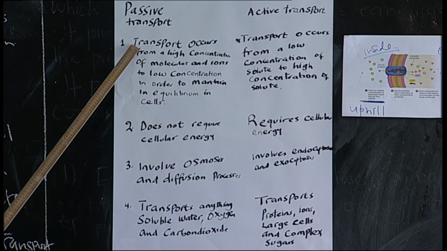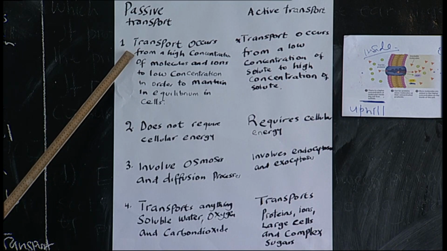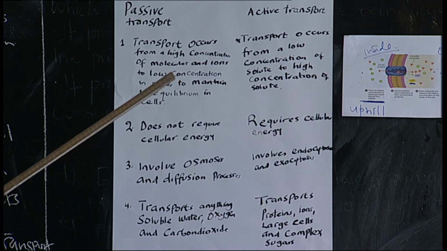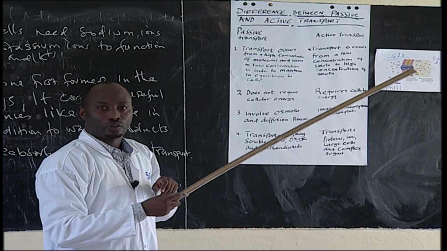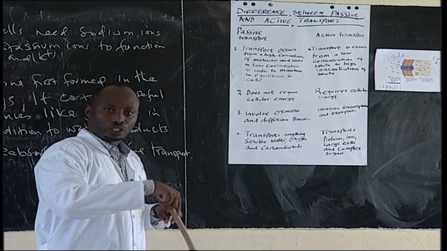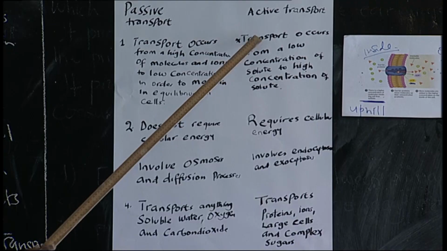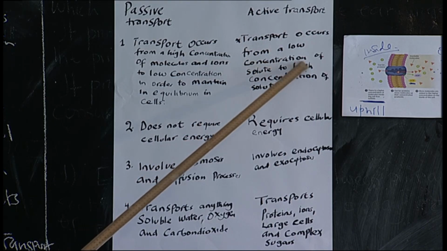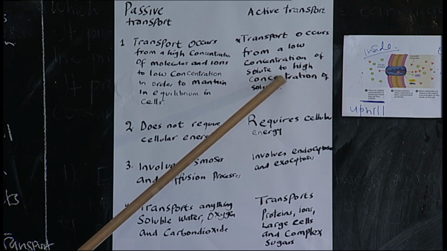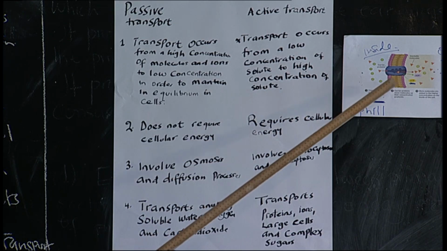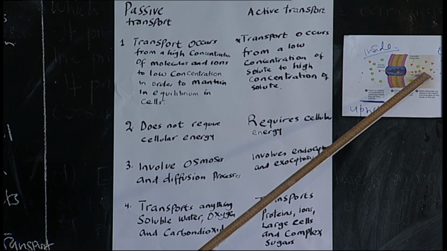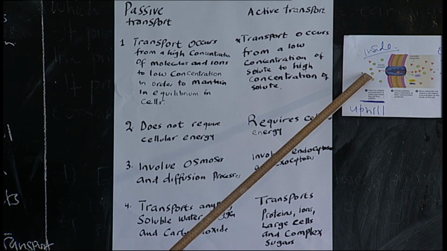Here I can say molecules move from a higher concentration to a lower concentration, down the concentration gradient. I like that phrase, down the concentration gradient, all right? From higher to lower concentration. But here the transport of molecules occurs from a lower concentration of solute to a higher concentration of solute, as I gave you an example of how molecules move from a lower to a higher concentration.